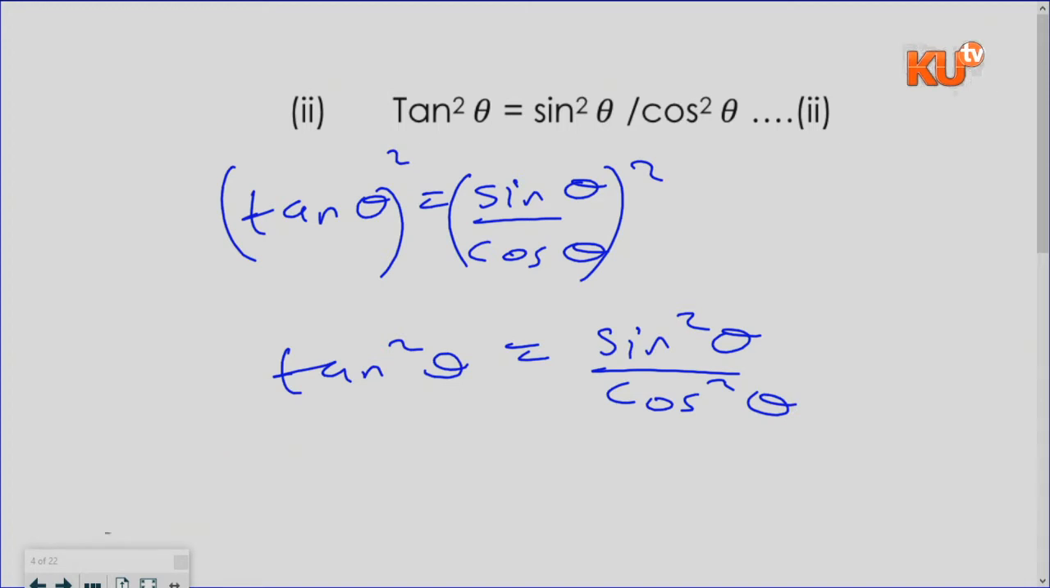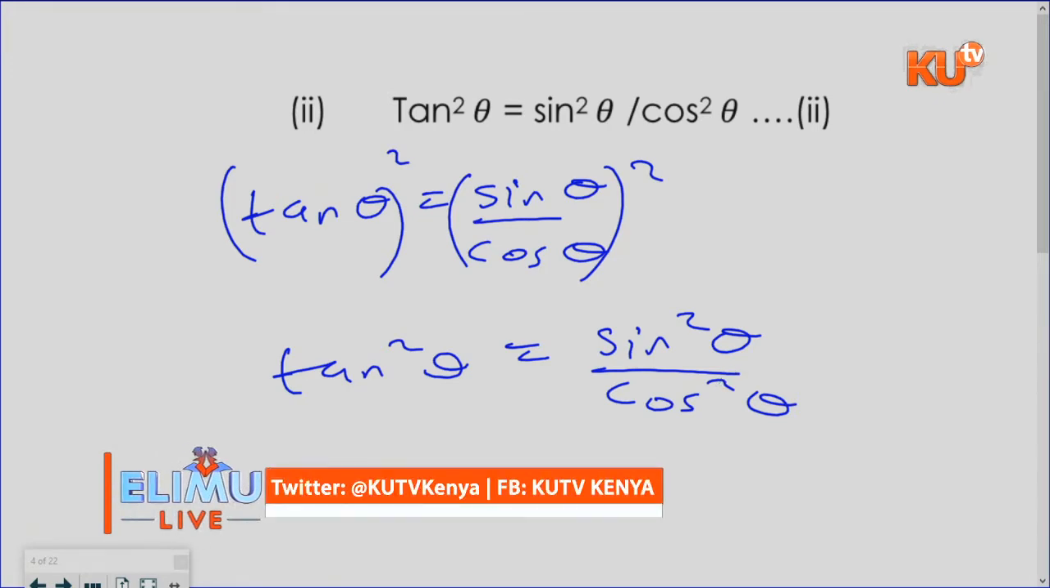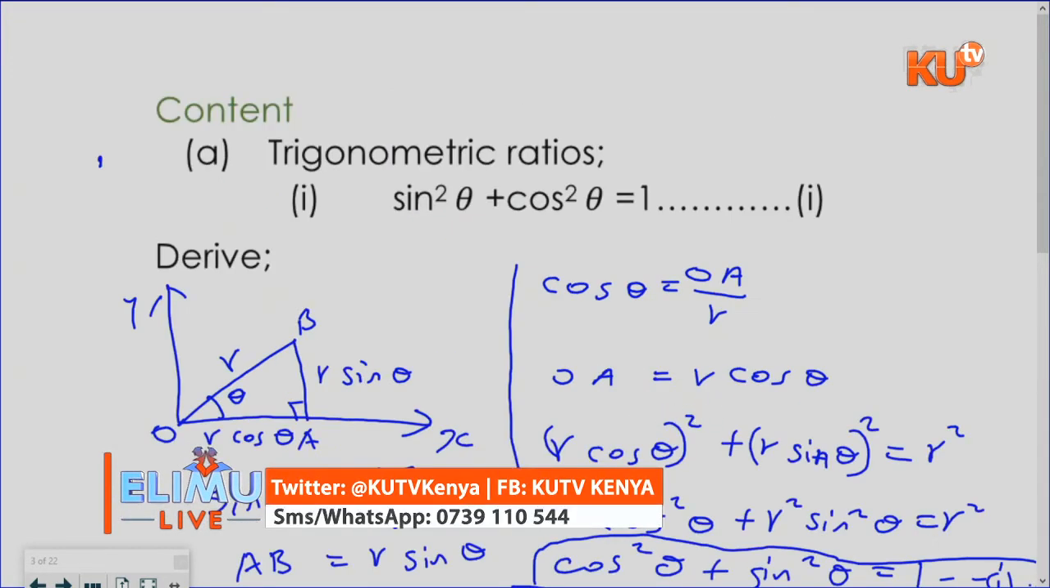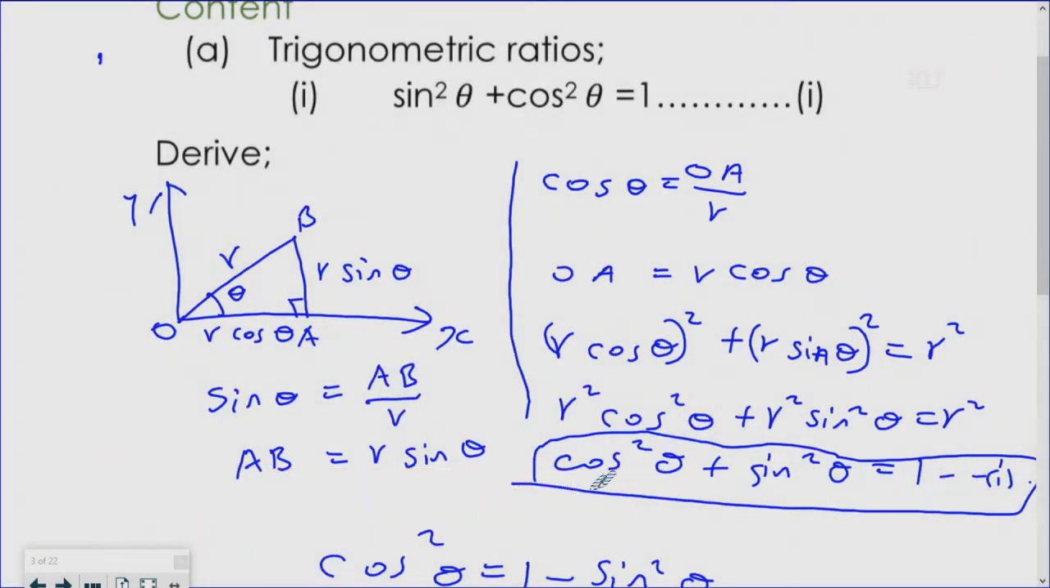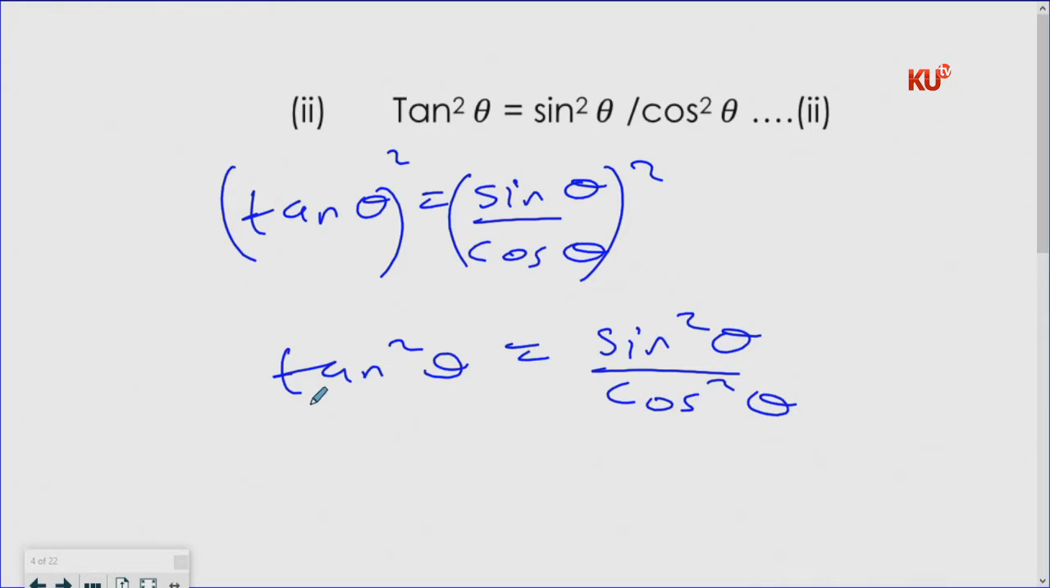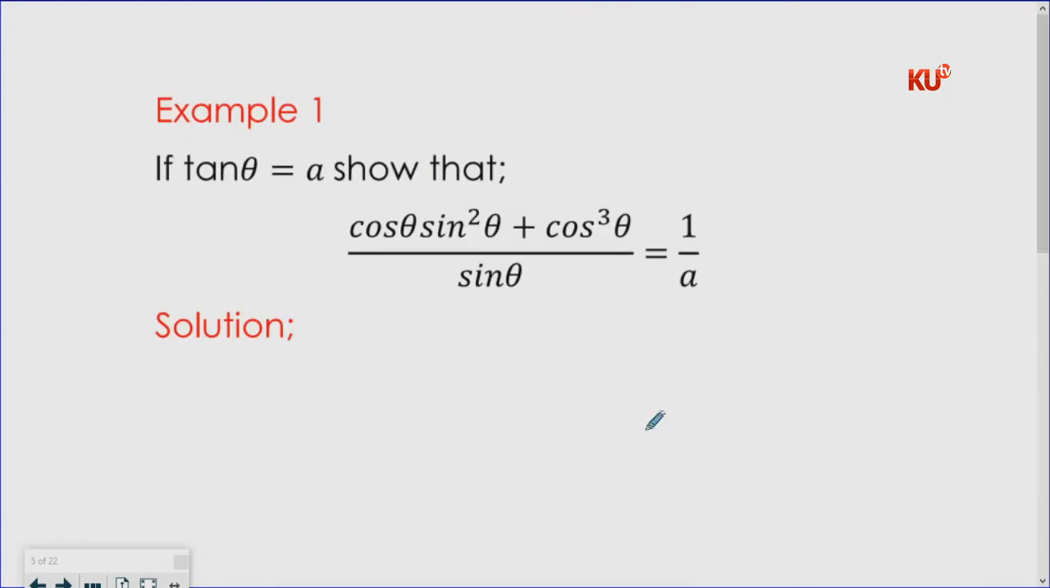When I talk about the first identity, you have to know that we are referring to this particular identity: cos squared theta plus sine squared theta is equal to 1. Then the second identity that I'll be talking about is this: tan squared theta is equal to sine squared theta over cos squared theta. So don't forget these two identities. Let's look at an example.